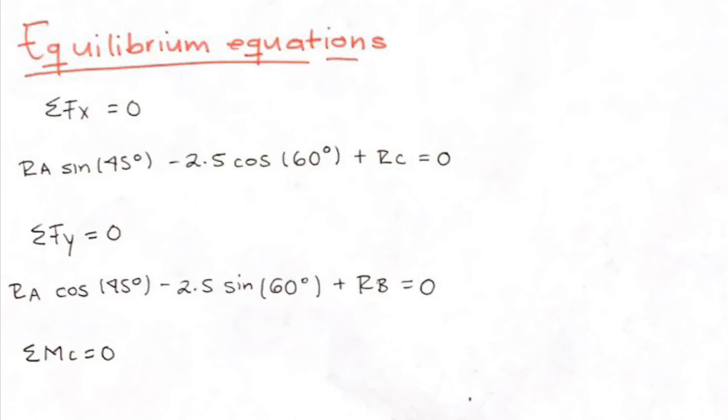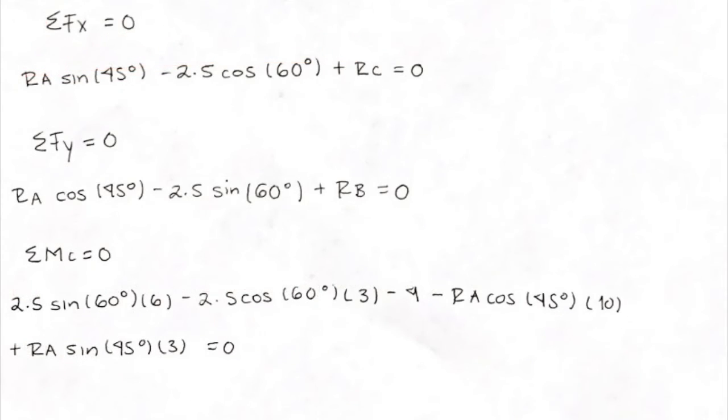Lastly, we have the sum of the moments that's gonna be equal to 0. And the equation is gonna be 2.5 sine of 60 times 6 minus 2.5 cosine of 60 times 3 minus 4 kilonewton meter minus the force RA cosine of 45 times 10 plus the force RA sine of 45 times 3, and all of these gonna be equal to 0, and that's the whole exercise.